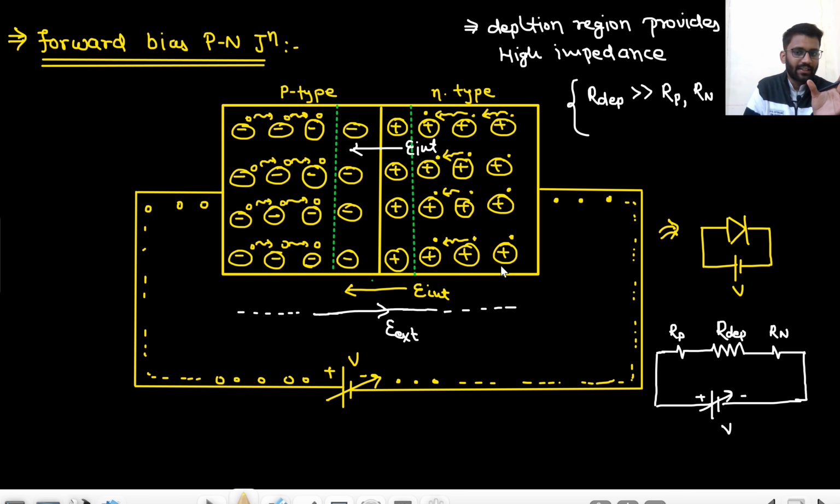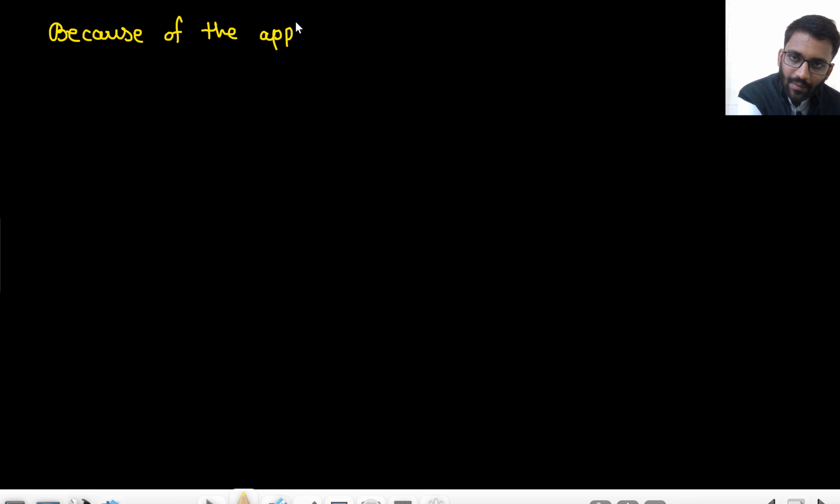Voltage we have applied, external electric field is there, depletion width is getting less. Now what is happening? Because of the external electric field, because of the applied voltage, what is happening?